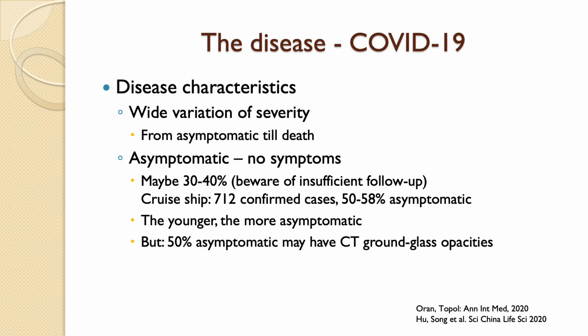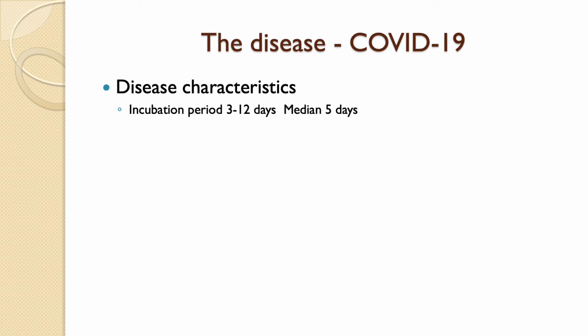However, 50% of the asymptomatic patients may have abnormalities seen on the CT scan of the thorax with ground glass opacities of the lungs. So it means that there is some sort of inflammation caused by an infection by the virus taking place. And perhaps these patients are in fact a little bit pre-symptomatic, but pre-symptomatic with minimal symptoms.